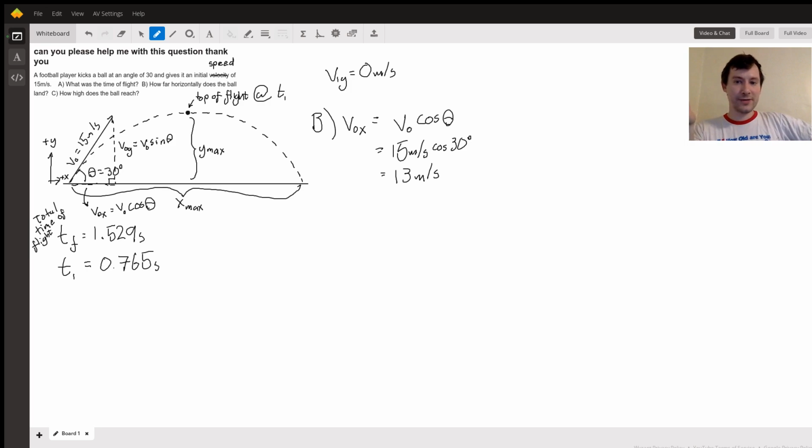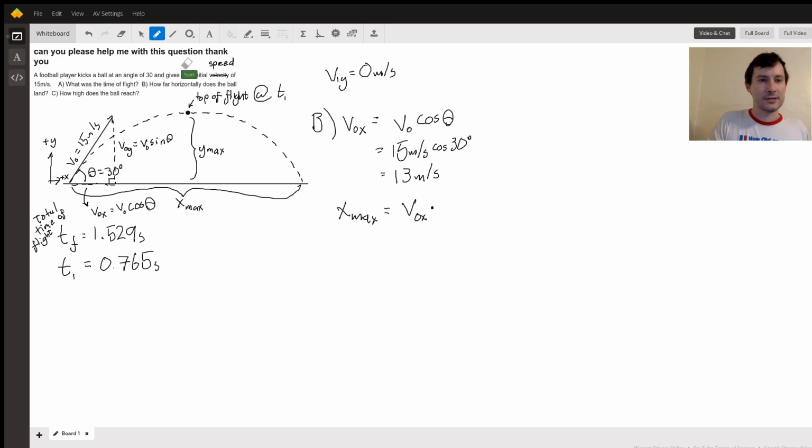The ball starts off moving at 13 meters per second in the x direction, it ends up moving 13 meters per second in the x direction. And at every moment in between, the ball is always moving 13 meters per second in the x direction. So simply, if you want to find the total x motion of the ball, you take the x component of the velocity of the ball, which is the same for the whole time, times the total time that the ball is in flight. So our x max, in this case, is equal to our x speed, which is v naught x, 13 meters per second, times our total time of flight, tf.